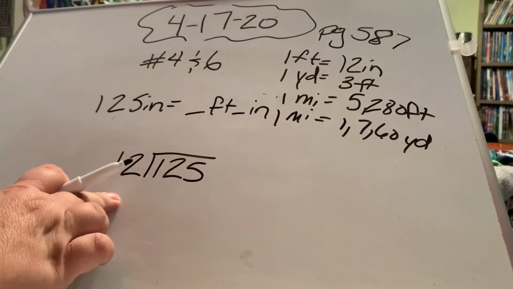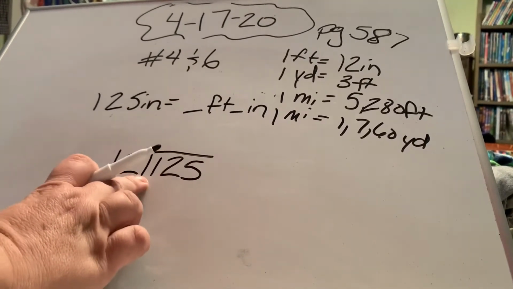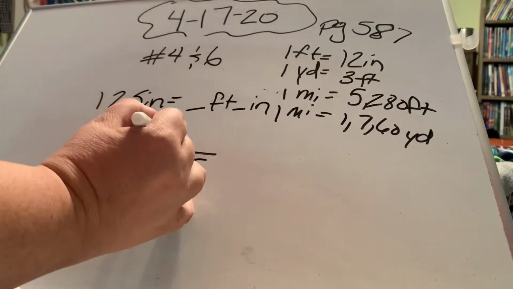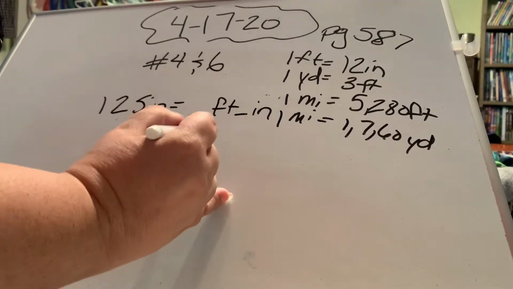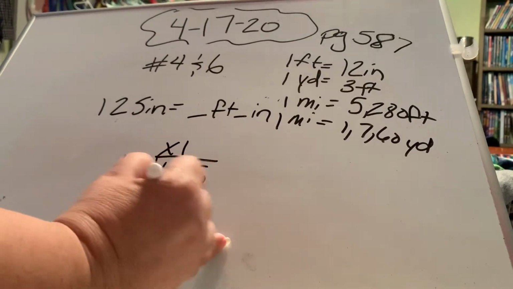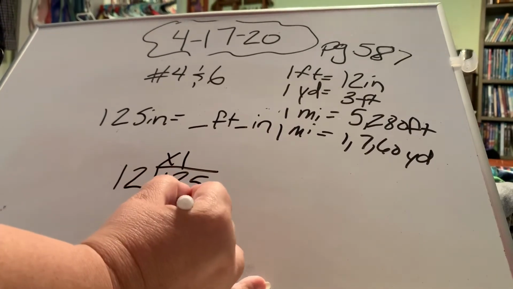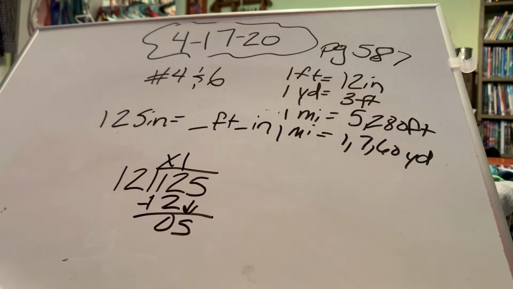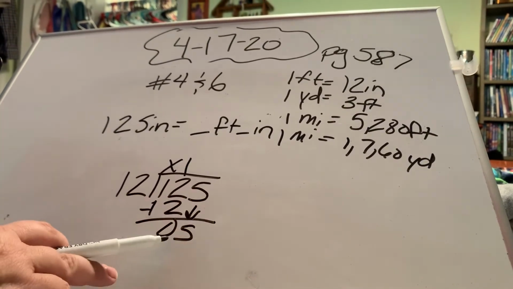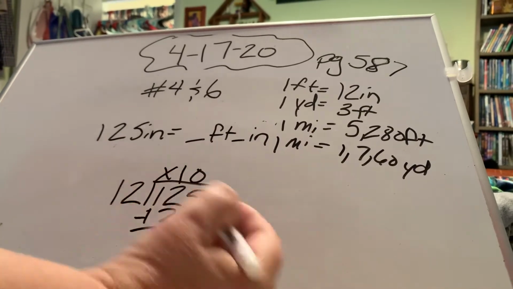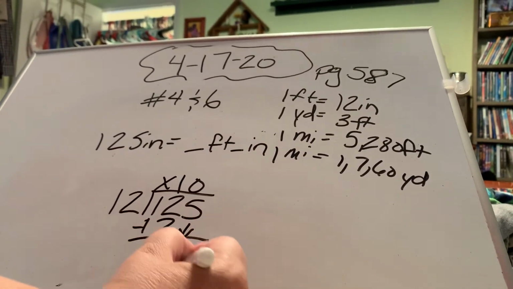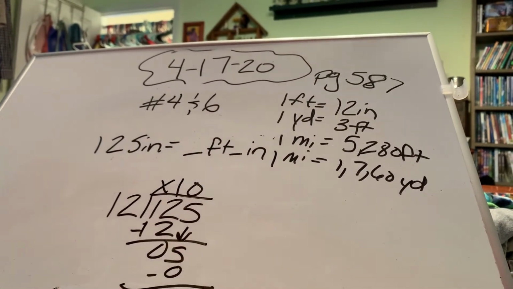How many times will 12 go into 1? It will not. How many times will 12 go into 12? It will go 1 time. 1 times 12 is 12. We subtract, we bring down our next number. How many times will 12 go into 5? It will not, so 0 times. 0 times 12 is 0. We are left with 5. We don't have any more numbers.